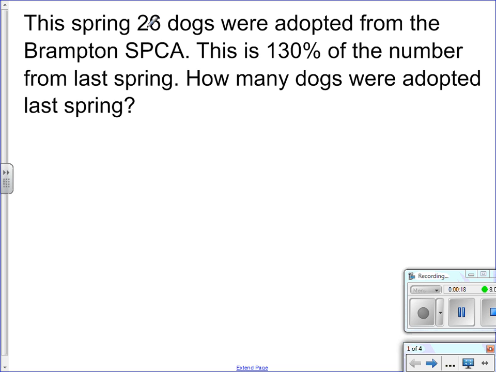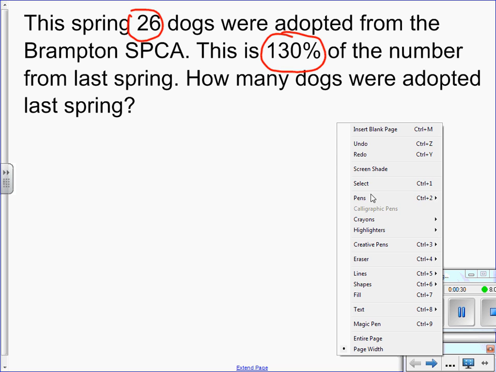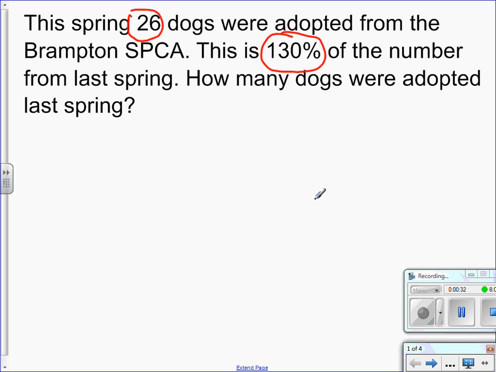We did a question on the board that said 26 dogs had been adopted from the Brampton SPCA, and that was 130% of the number that had been adopted last spring. And the question was to figure out how many were actually adopted the spring previous. And there were a couple of suggestions.